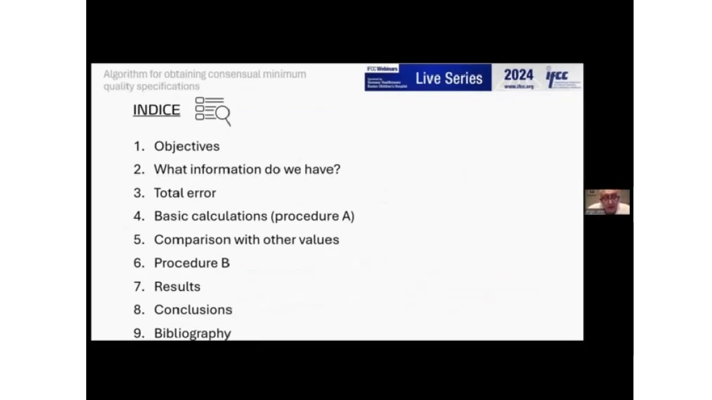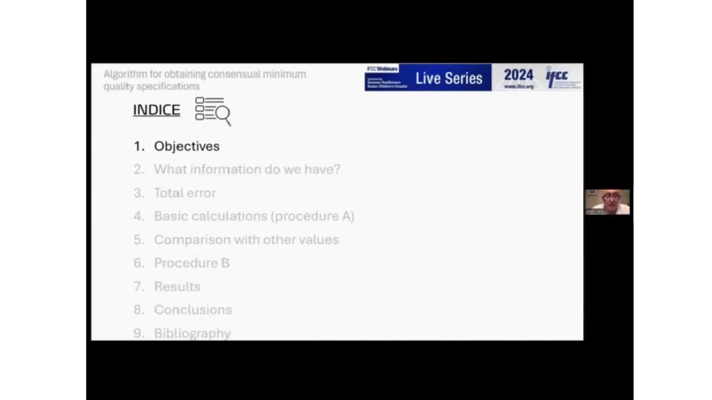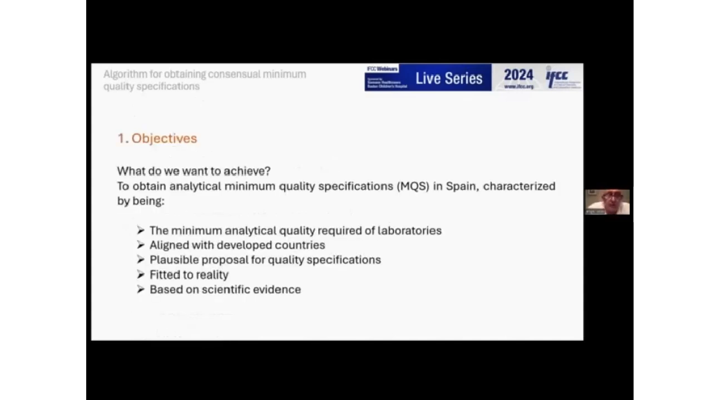The structure I will give to my talk consists of, first, objectives, then what information we have, talk a little about total error, and then talk about a calculation process we call A. Then we will compare with a series of values from other countries, then the B process. I will present some results, conclusions, and bibliography. Already getting into the subject, objectives. The first thing we ask ourselves is what we want to achieve. So, what we want to achieve are minimum analytical quality specifications for Spain.